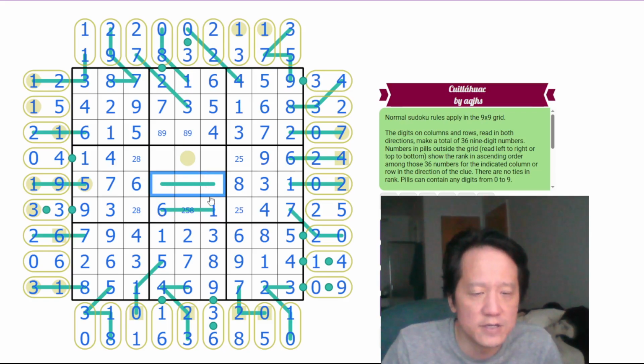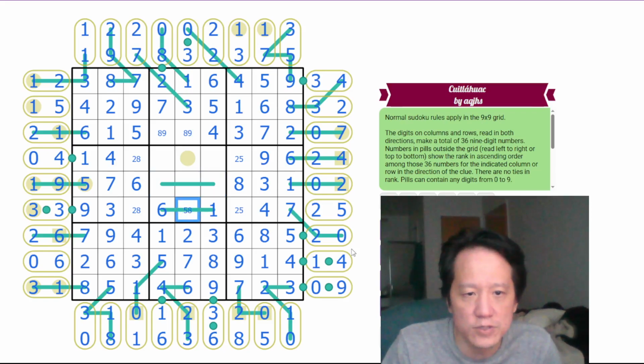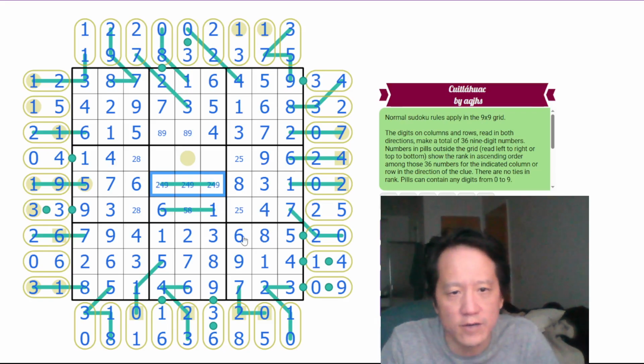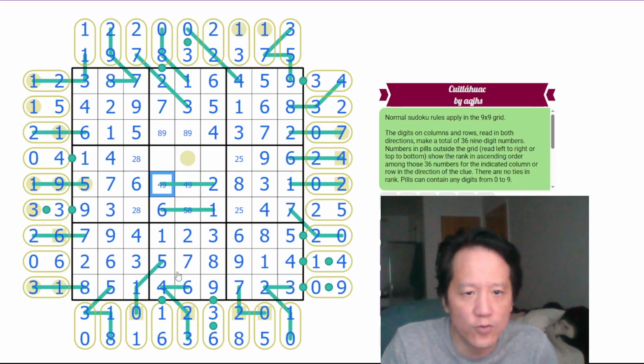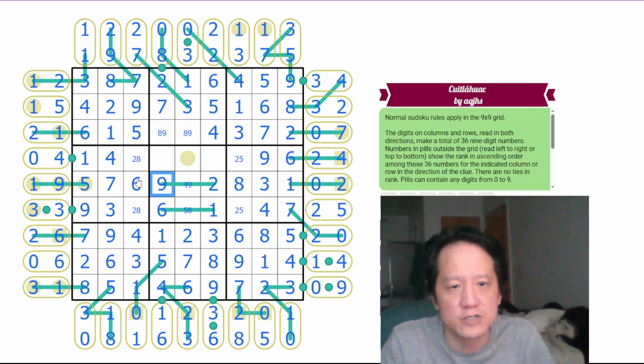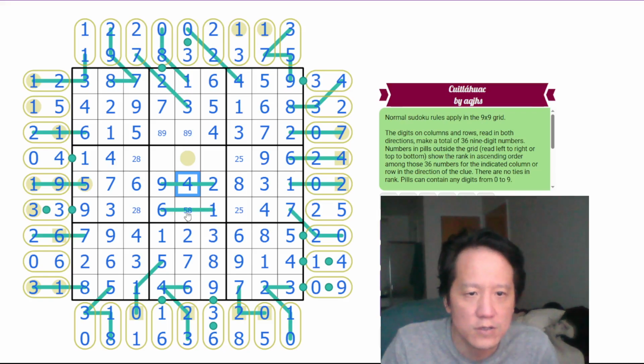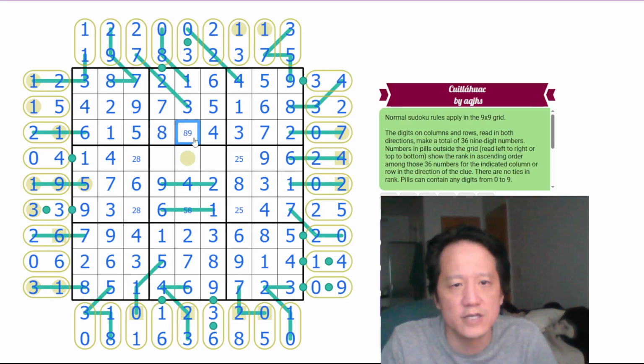That leaves this as 2, so this can't be 2 here. We have to have 2, 4, and 9 remaining. This can't be 4 or 9, so this must be 2, which means neither of these are 2. This 4 here eliminates 4 here, so this is 9 and 4. This 9 eliminates 9 here, so it's 8 and 9.